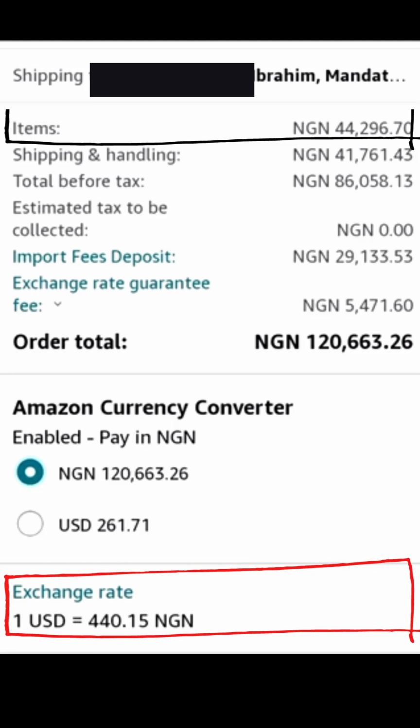Then after doing this, he's going to withdraw this money, then change this money on the black market for the rate around 750 or 780. So that's how you do this basically.